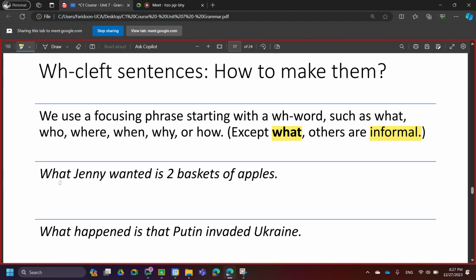Example for the formal ones. What Jenny wanted is 2 baskets of apples, right? And what happened is that Putin invaded Ukraine.